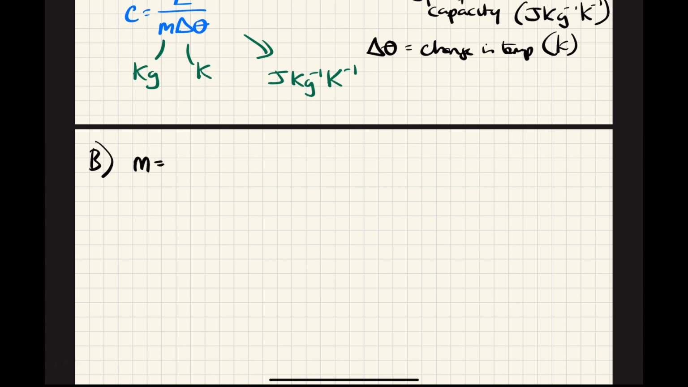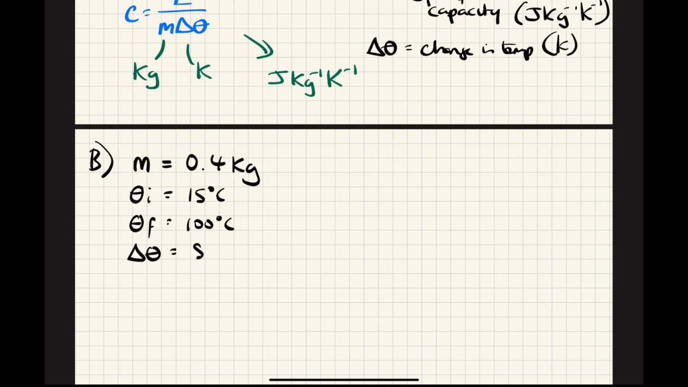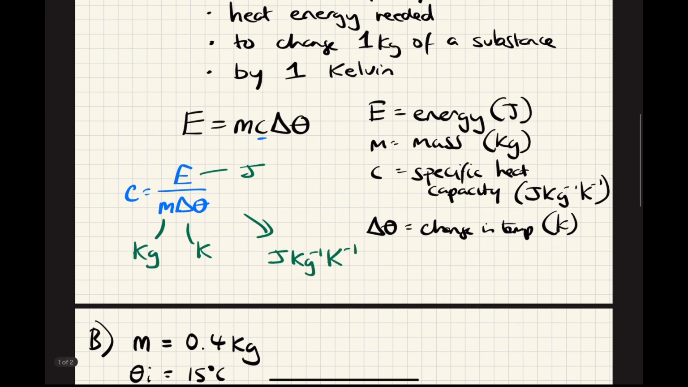So mass is 400 grams. Now, get into good habits. You're going to divide that by 1,000 to write it into kilograms. So it's 0.4 kg. The initial temperature was 15 degrees Celsius, and the final temperature is 100. You don't need to write this part. You can just write delta theta is the difference between 100 and 15, which is 85 degrees Celsius.